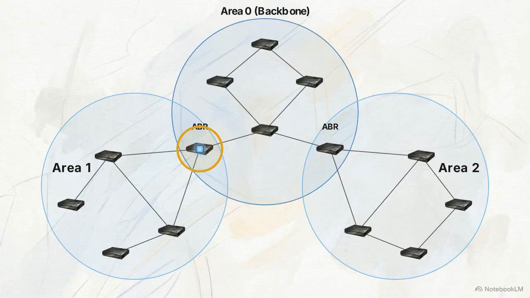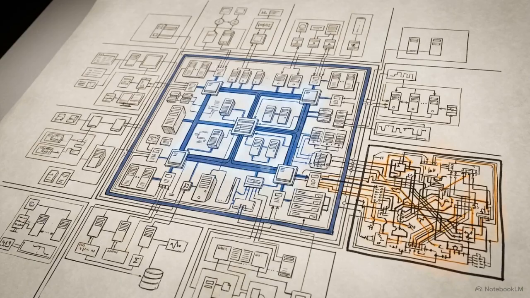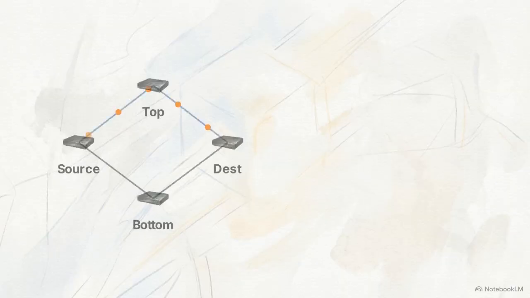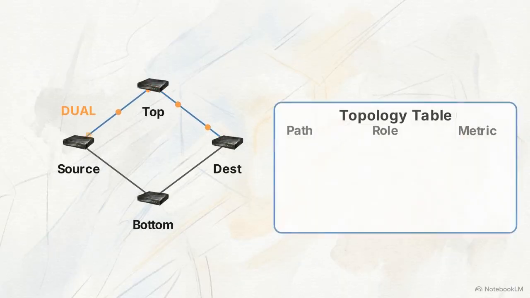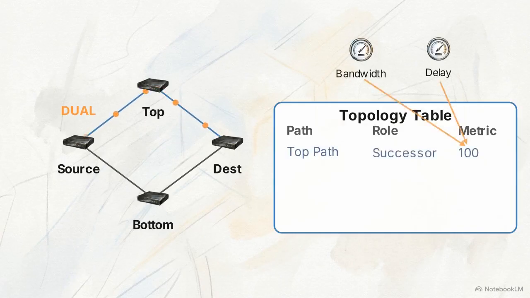They absorb internal updates, summarize the complex local changes into a single Type 3 advertisement, and forward only that efficient summary into the backbone. Isolating topological chaos within specific subregions allows enterprise networks to expand without overwhelming the processors on individual routing hardware. In this topology table, the algorithm evaluates a composite metric of bandwidth and delay to select the optimal active path, labeled the successor.